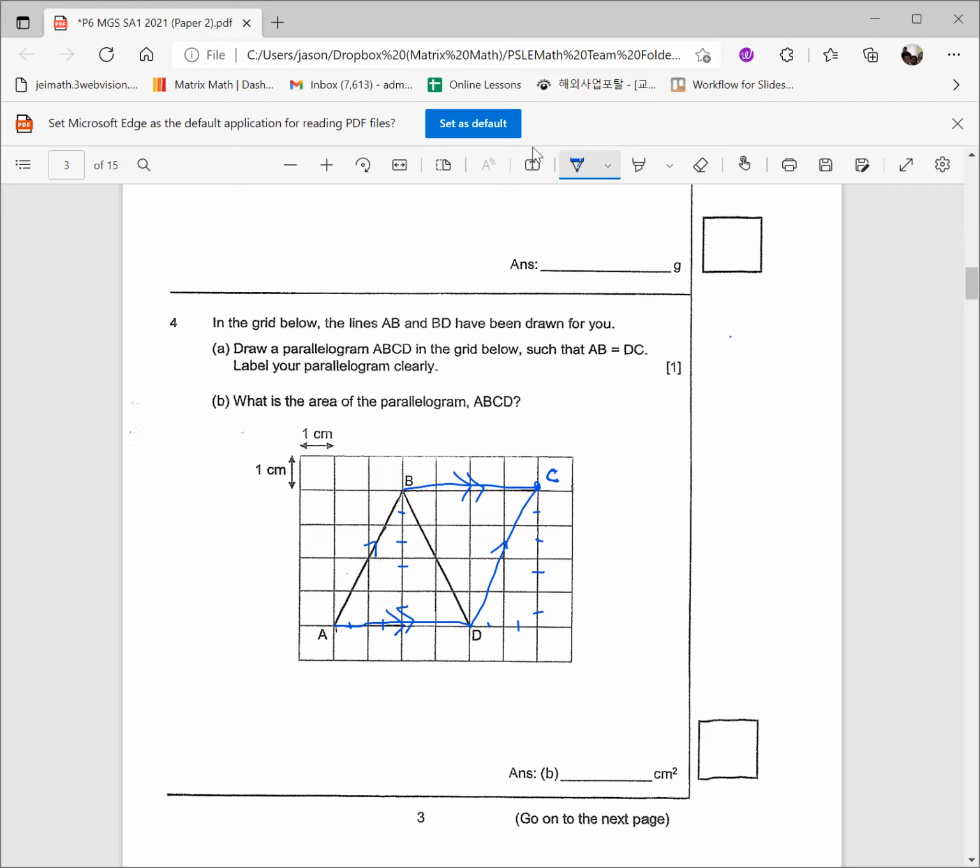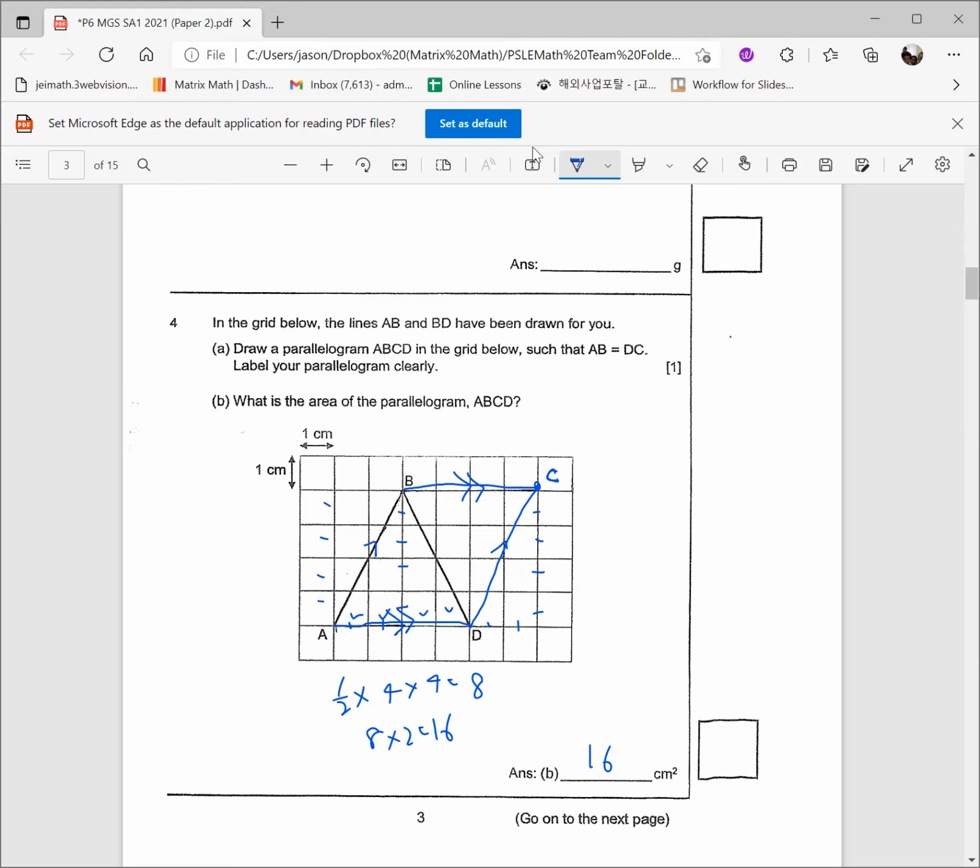Okay. The next question: what is the area of the parallelogram? So this parallelogram consists of two identical triangles. One is ABD, the other one is BCD, right? So area of one of the triangles will be half times the base, which is 4, right? 1, 2, 3, 4. Height is also 4. 1, 2, 3, 4. So you get 8. Then there are two triangles, so 8 times 2, 16. Answer is 16.